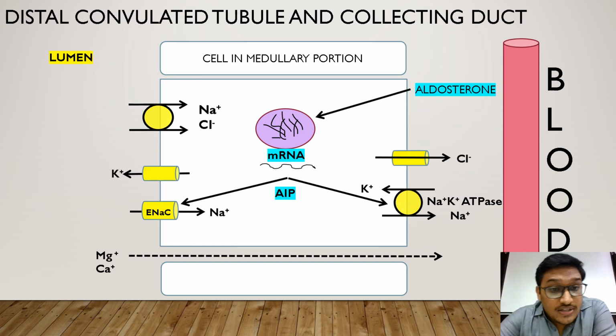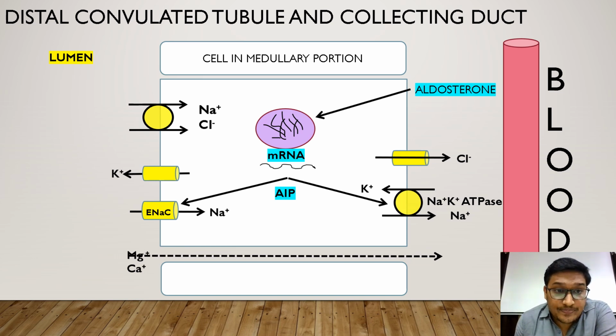So what are the things that act here? The first is sodium chloride blocking, which is done by thiazide and thiazide-like diuretics, and also aldosterone antagonists like potassium sparing diuretics. Even magnesium and calcium are absorbed via the peritubular space.